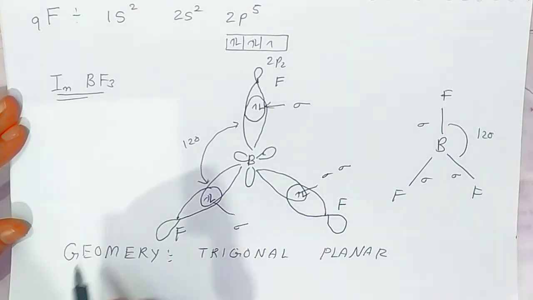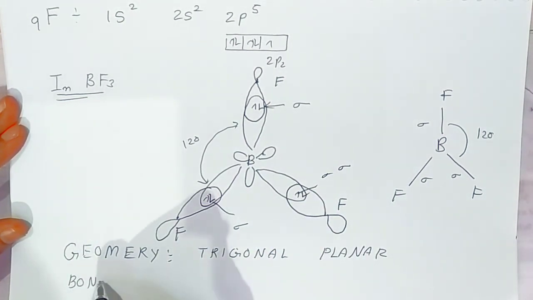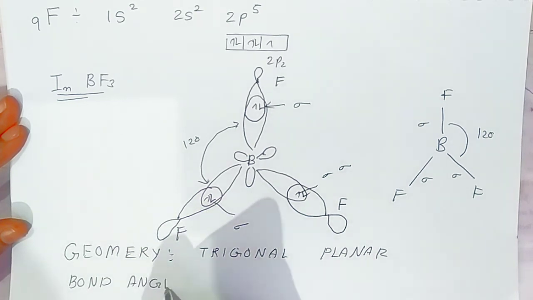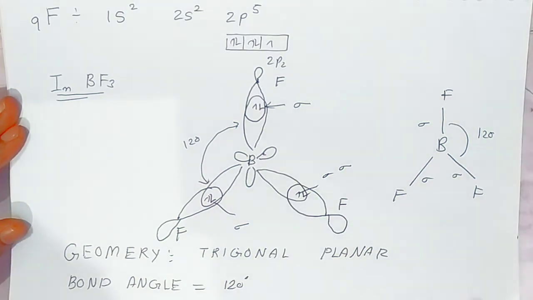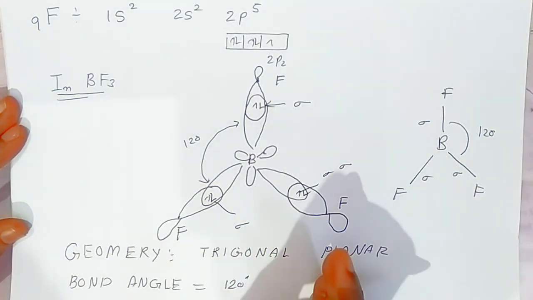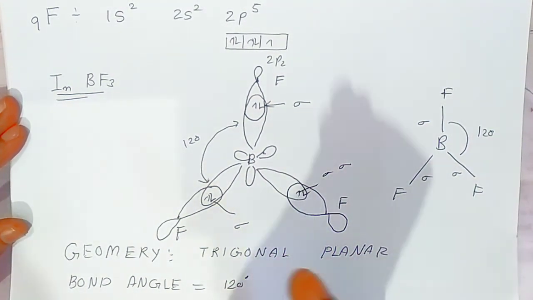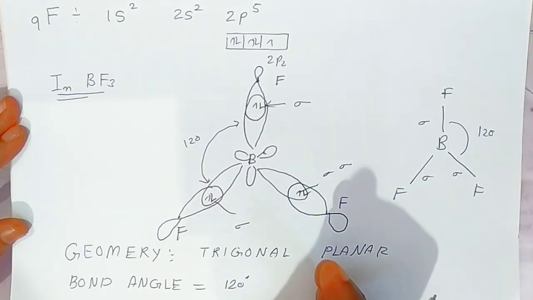Now what is the bond angle, students? In this molecule, the bond angle is 120 degrees. Okay students, this is all about the boron trifluoride molecule. So this way you can explain, with the help of sp2 hybridization, the geometry and bond angle in boron trifluoride, students.